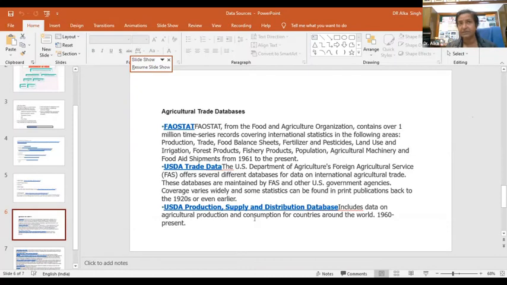Then the second data set, which is also very widely utilized, is the USDA data sets. Mostly they have production, trade, and other kinds of data. It is a US agency monitored by the US government, but a very valuable data set, and on many aspects it is given.